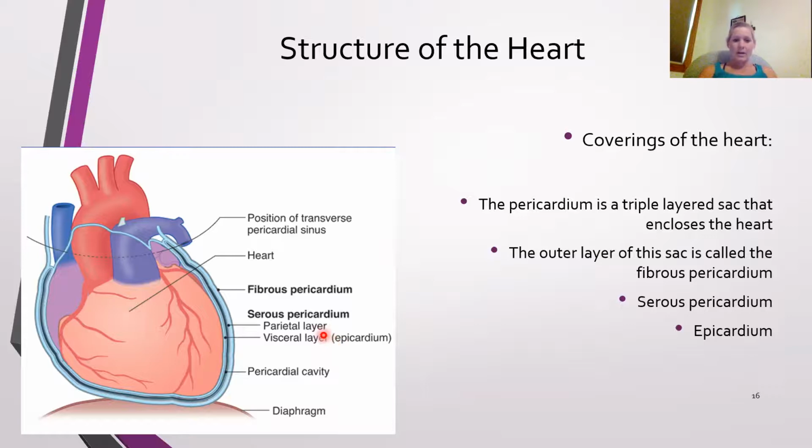Okay, so if I were to layer each of them, most external, fibrous pericardium, then serous pericardium, then parietal epicardium, and then visceral epicardium. Those are the 4 layers associated with the heart.